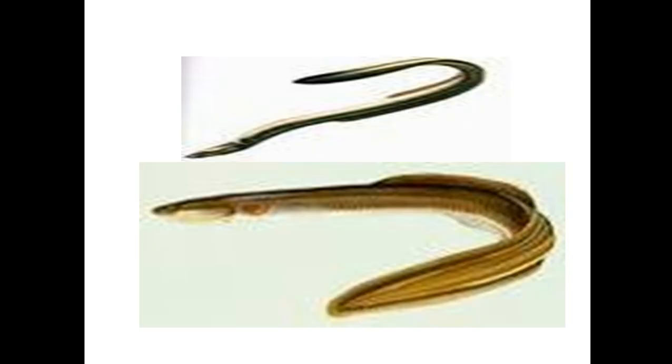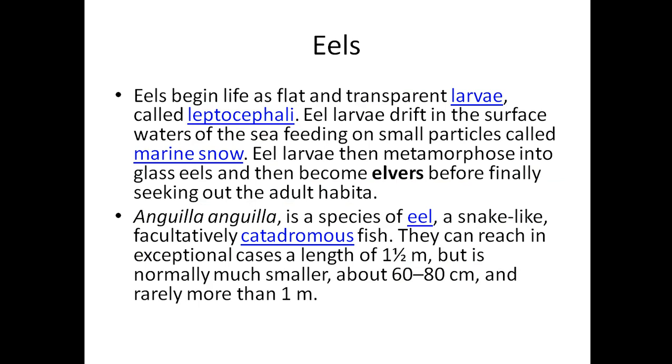See, there is no separate fin. All fins are fused together forming a fin fringe, and it looks like a snake. That's why I put this here, just to understand the life of these eels.